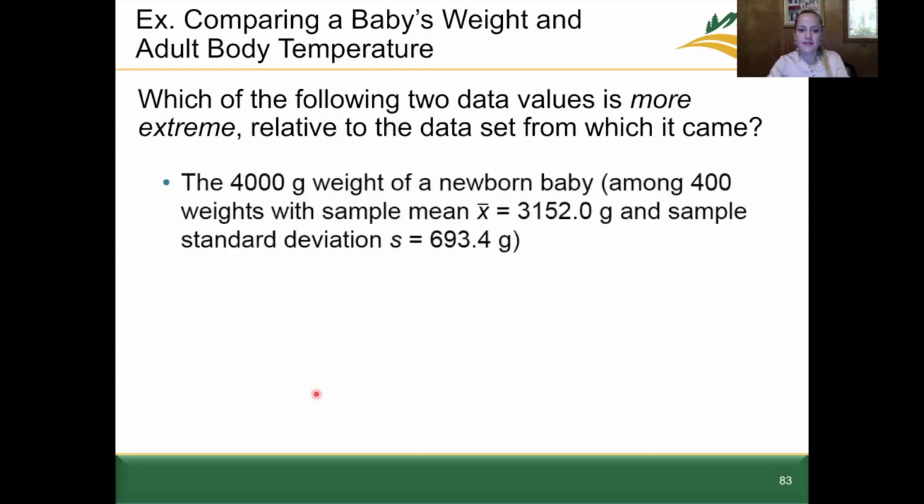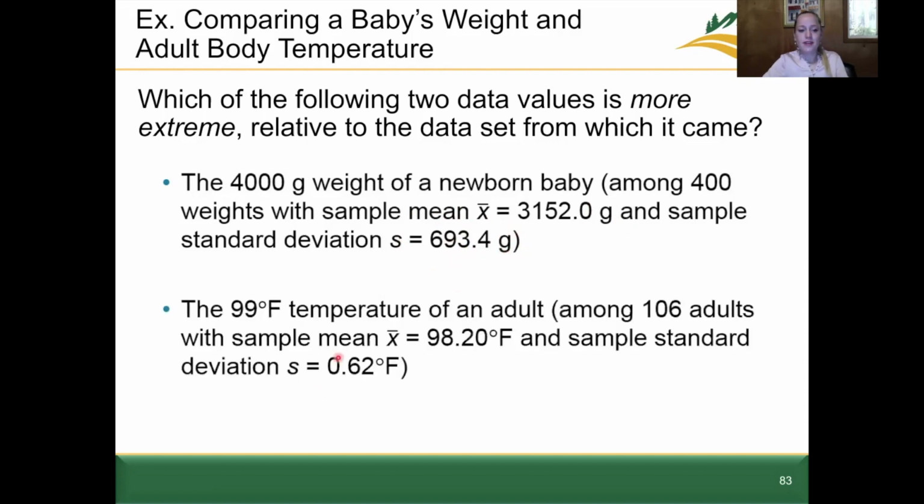The first data value is 4,000 grams, the weight of a newborn baby. This is among 400 weights, where the sample mean of those 400 data points is x bar = 3,152.0 grams. And the sample standard deviation is already calculated here. It's lowercase s = 693.4 grams. One thing I want to point out is both the mean and the standard deviation have units included.